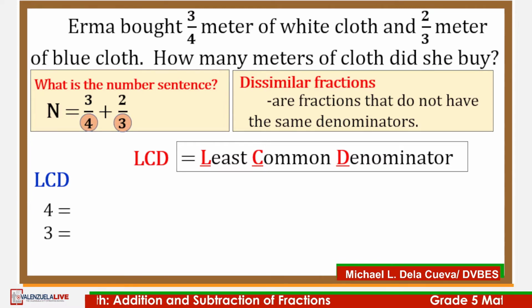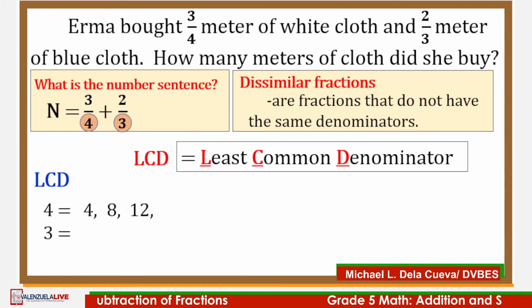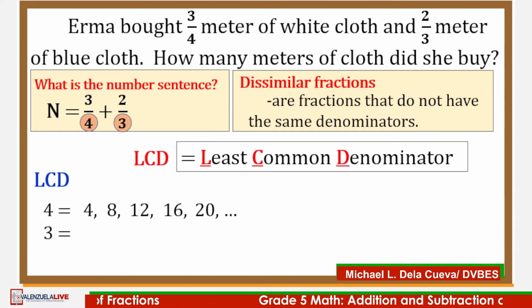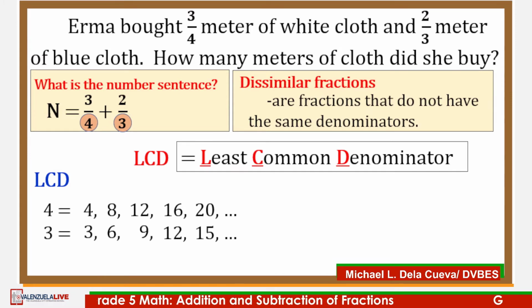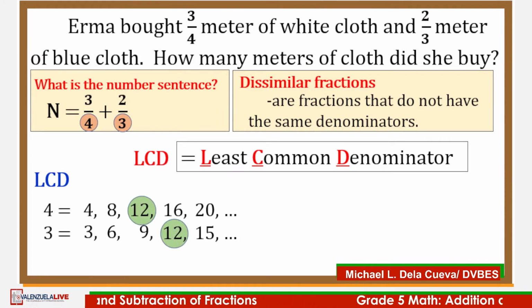Okay, let us get the multiples of 4. What are the multiples of 4? We have 4, 8, 12, 16, 20, and so on. And how about 3? What are the multiples of 3? We have 3, 6, 9, 12, 15, and so on. Can you see what is the LCD of 4 and 3? Okay, very good. The LCD of 4 and 3 is 12.